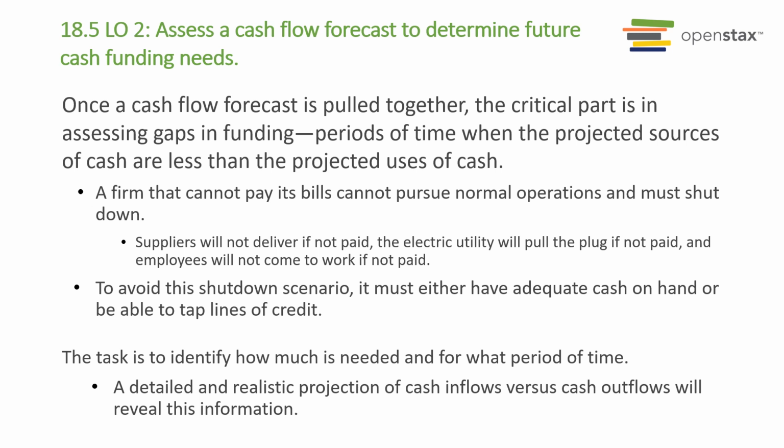Once the cash flow forecast is pulled together, the critical part is in assessing gaps in funding, periods of time when the projected sources of cash are less than projected uses of cash. A firm that cannot pay its bills cannot pursue normal operations and must shut down. Suppliers will not deliver if not paid, the electric utility will pull the plug if not paid, and employees will not come to work if not paid. To avoid the shutdown scenario, it must either have adequate cash on hand or be able to tap lines of credit. The task is to identify how much is needed and for what period of time. A detailed and realistic projection of cash inflows versus cash outflows will reveal this information.